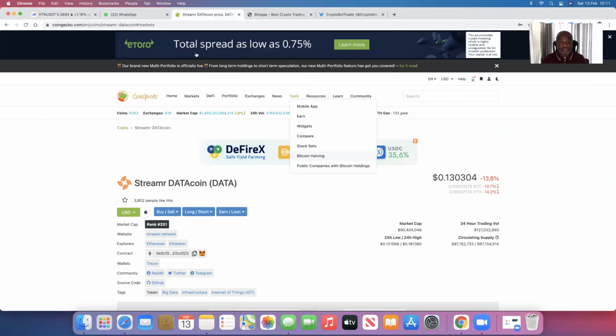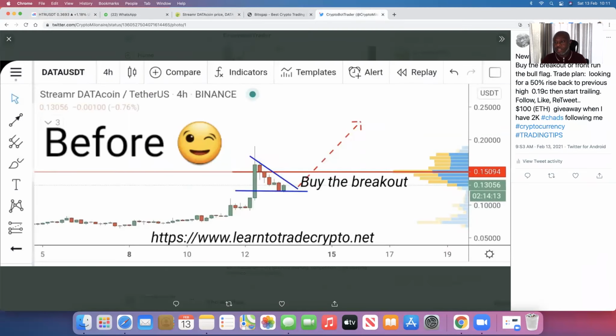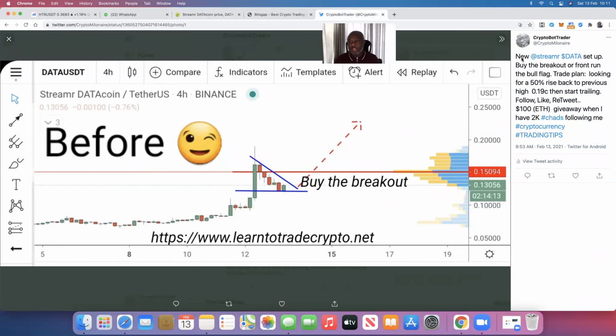But for this one, I have said it on Twitter that if you see here, new STREAMR data setup, buy the breakout or front run the bull flag. My trade plan, I'm looking for a 50% rise back to the previous high of 19 cents and then start trailing, okay?